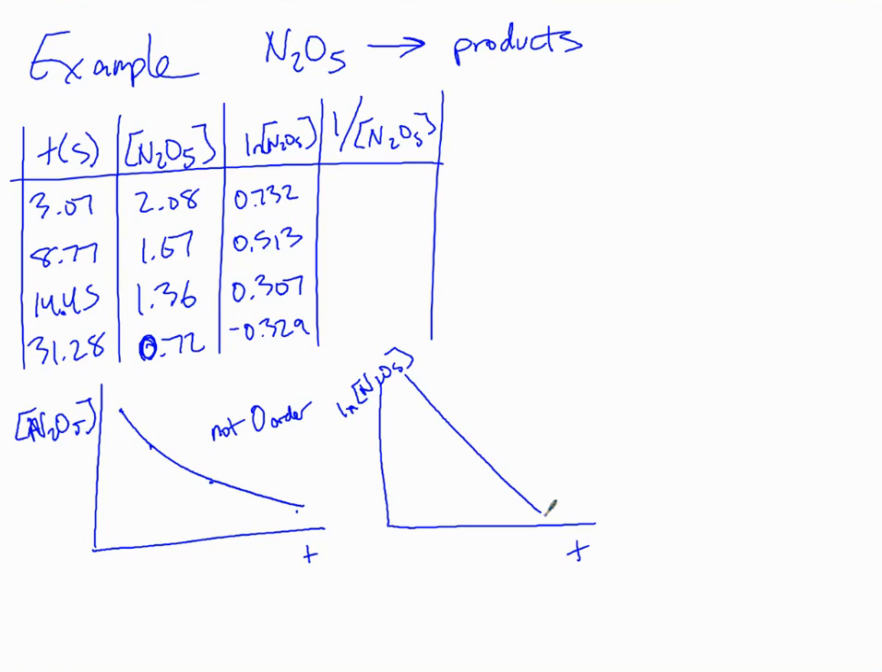On my paper, it's exactly a straight line. On yours, it might be just a little bit off. So let's see, before we say that it's definitely first order, let's go ahead and do our second order graph just to verify.